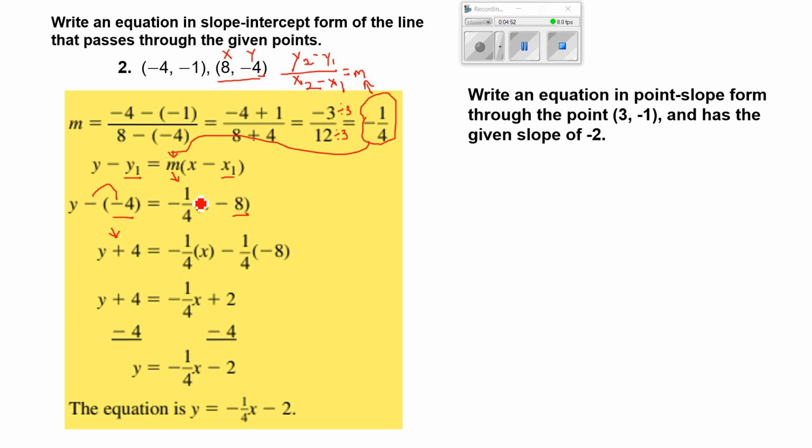Then they're taking -1/4 times x right here, and -1/4 times -8. Well, negative times a negative is a positive, and 8 divided by 4 is 2. So now they have y plus 4 equals negative 1/4 x plus 2. What they didn't show, there we go, is they're subtracting 4 from both sides, and negative 4 plus 2 is negative 2, and that's our equation. Y equals negative 1/4 x minus 2.